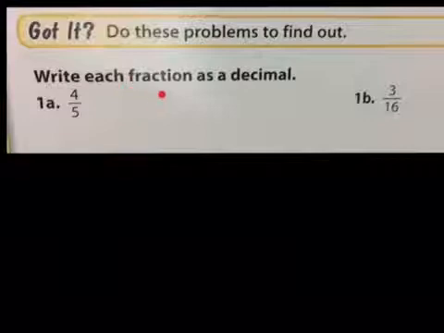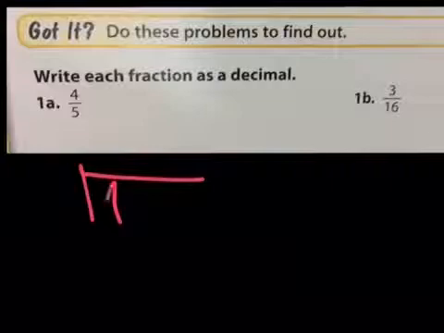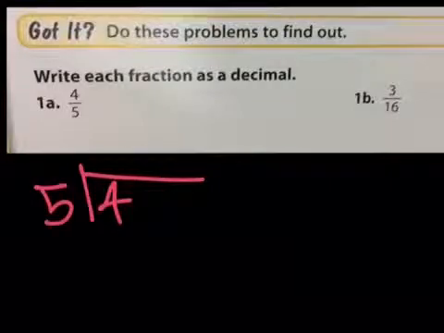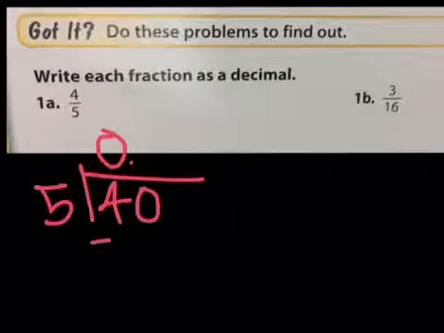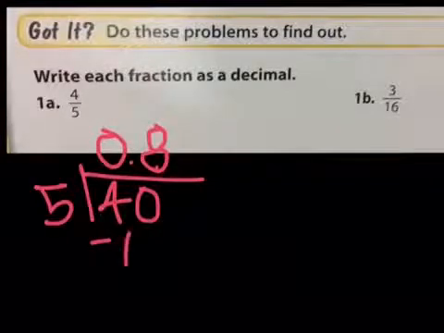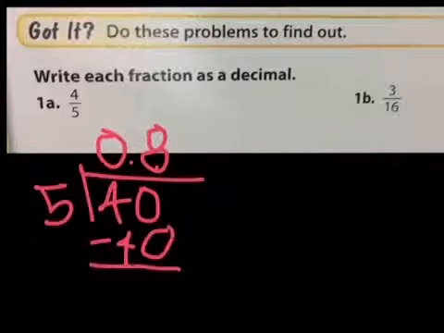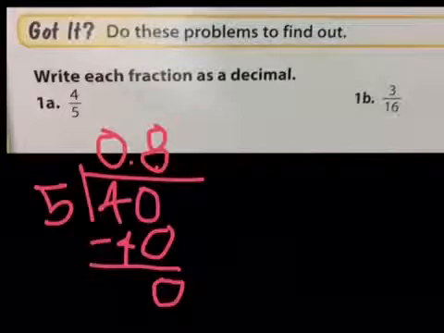Okay, for number 1A and 1B, we have write each fraction as a decimal. So we're going to go with 4/5. So we have to divide 4 divided by 5. So 0. Minus 4, 0. So our answer is 0.8. Thank you, Matthew. But you can also see, boys and girls, that that's one way to solve it.